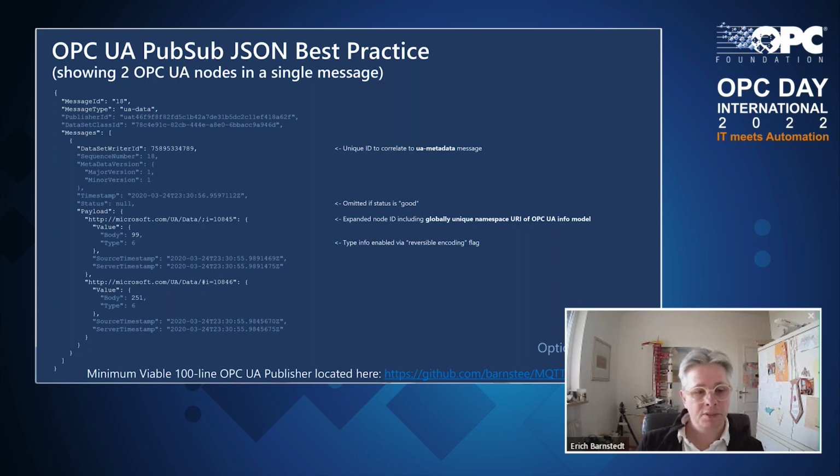And then there are two different types of encoding. There's the non-reversible encoding, which is basically just a value. And then there's the reversible encoding, which also includes the type. So in this example here, you see body is 99 and type is 6, which I think is an int, so you know how to parse the data in your time series database. But you don't have to send that information. That information is also in the metadata message. So much better would be to send the metadata message first, with all the type information, et cetera, and then just use the non-reversible encoding to save space in your cloud message.